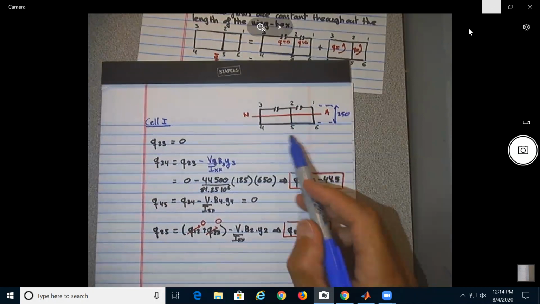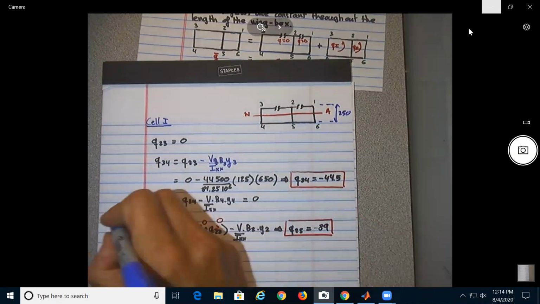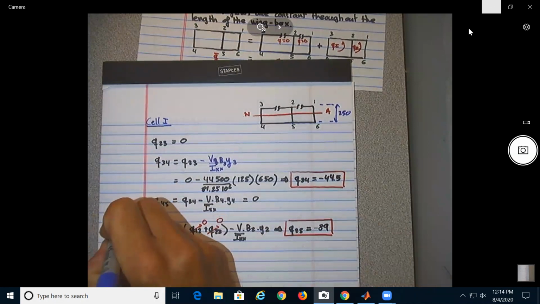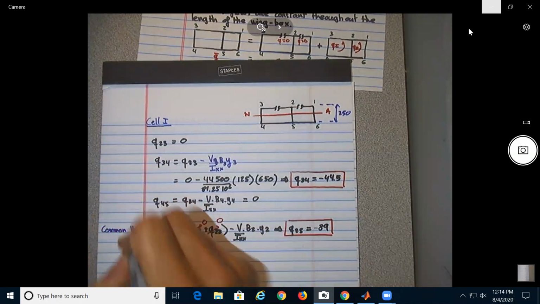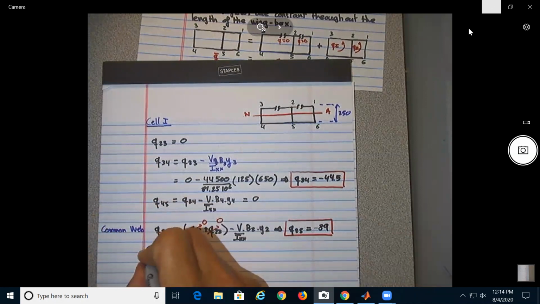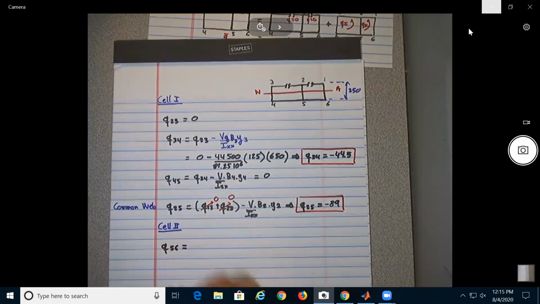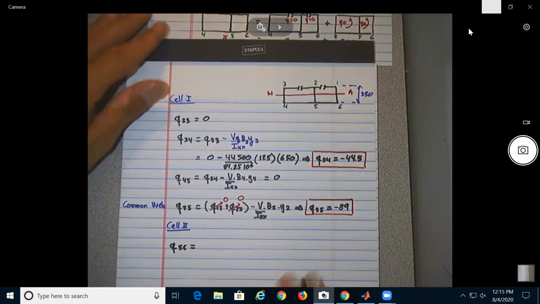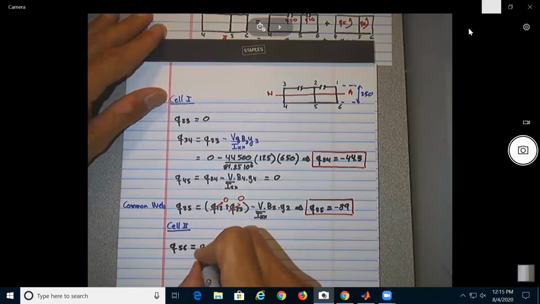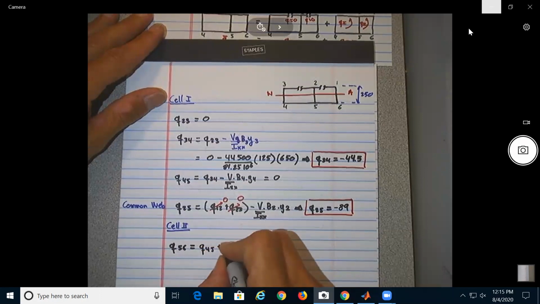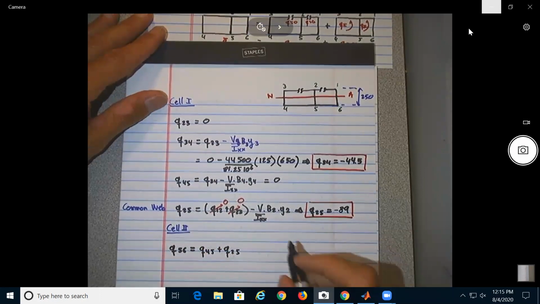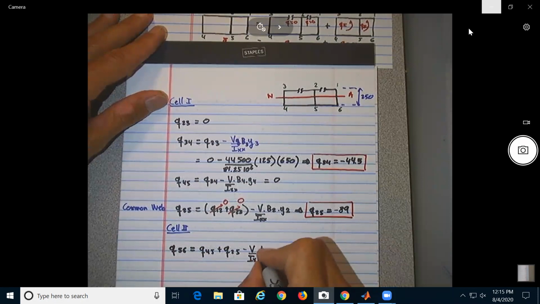So if you want, we kind of finish cell 1 and 2. So this is the common web. Now we do cell 2, which will be Q56. So here we need to be careful. Q56, I mean, will be equal to what? Will be equal to Q45 plus Q25 minus V over Ixx B5 y5.